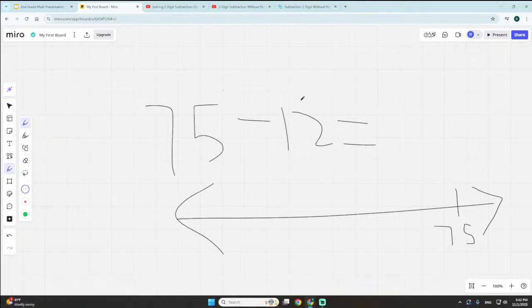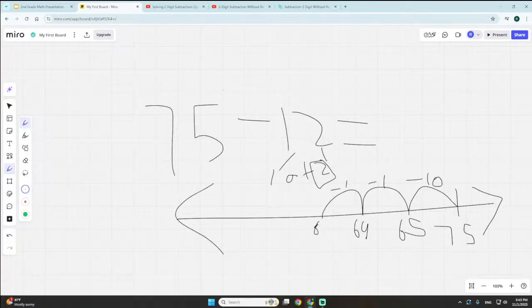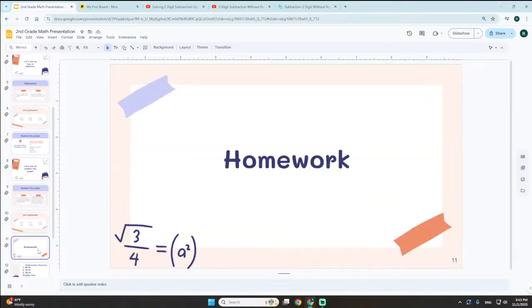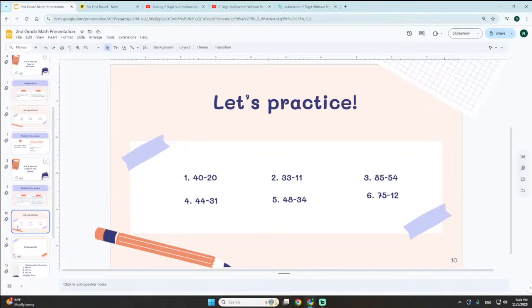So we have 1 in the tens place, so we have 1 jump of -10 to 65. So then we have 2 in the ones place, right? So what do you guys think? How many jumps will we do of -1? 2 is correct. -1, -1. And we get 63. And so that's it for the lesson on two-digit subtraction without regrouping.